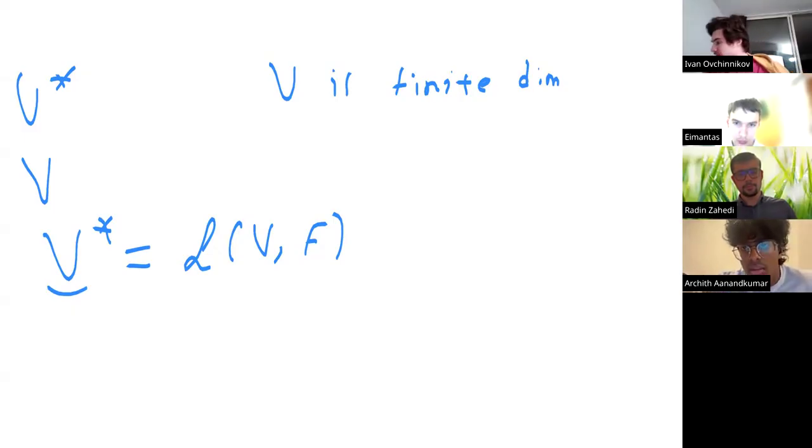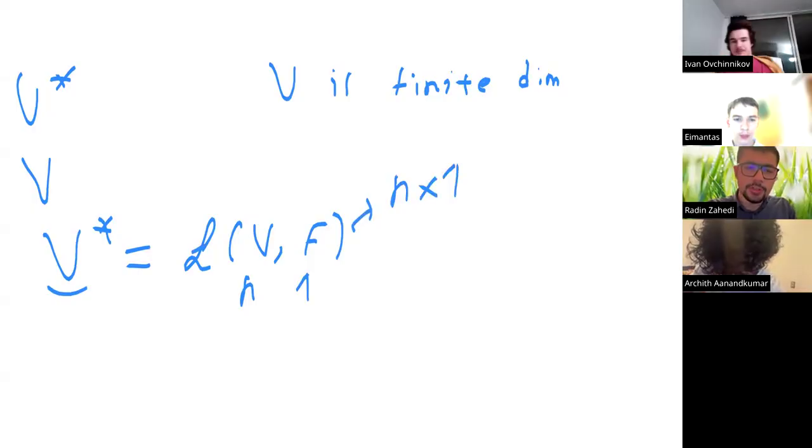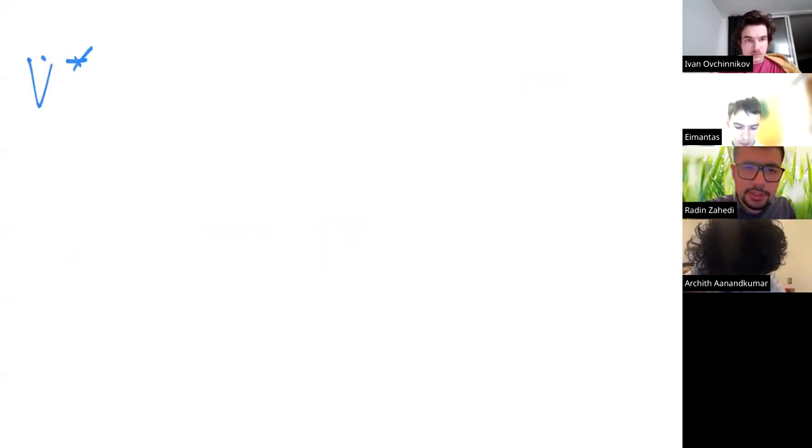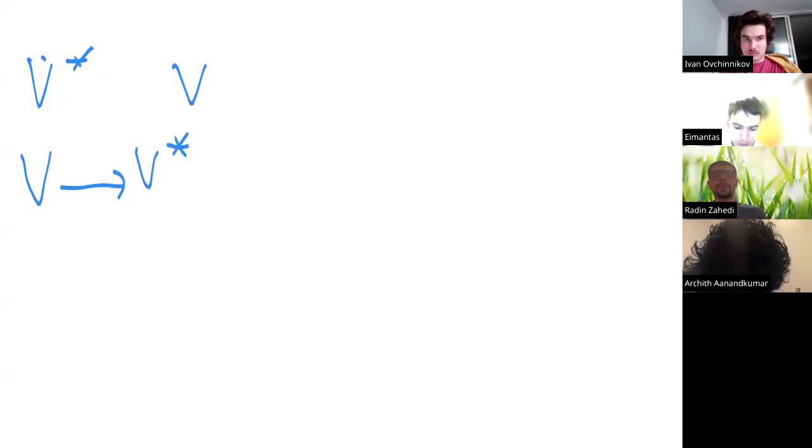Is it the dimension of V? Exactly, because we know that this is n-dimensional and this is one-dimensional, so this space would be n times one dimensional. So V star is n dimensional as well. That's a great thing: the dimension of the dual space is just the dimension of V. Since they have the same dimension, naturally we could create an isomorphism from V to V star.